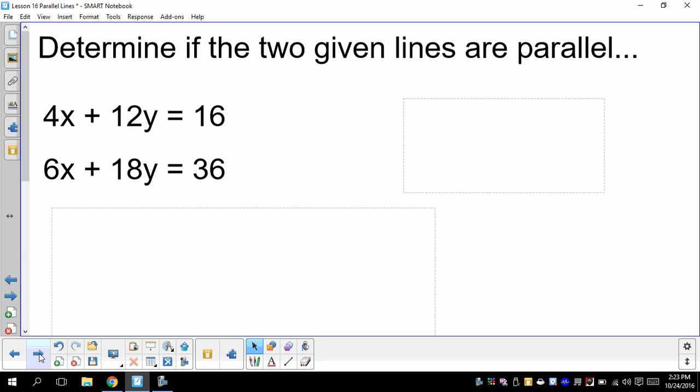So I'd like you to pause, and this one's very similar to the one we just did. So pause here and find the slopes of these two lines, compare them, and decide whether or not they're parallel.